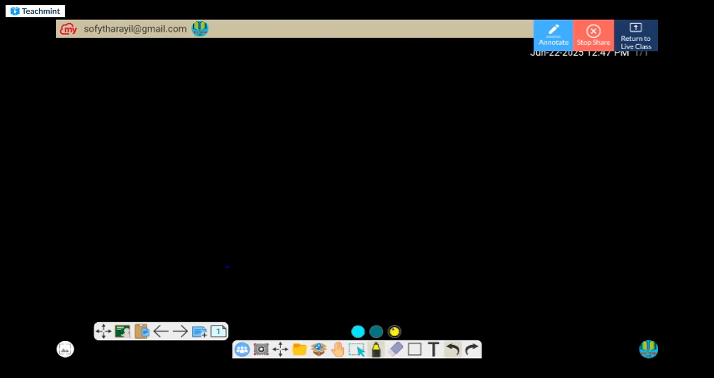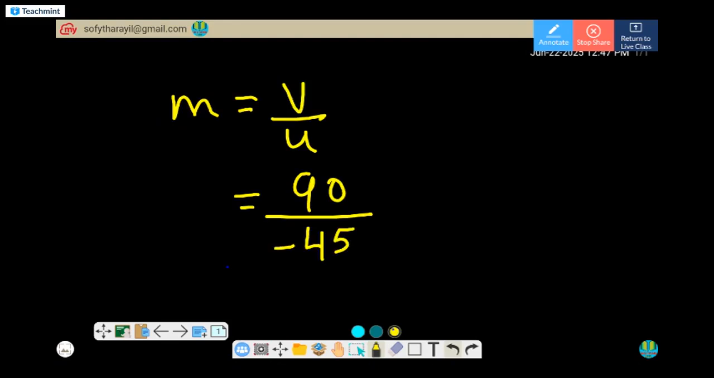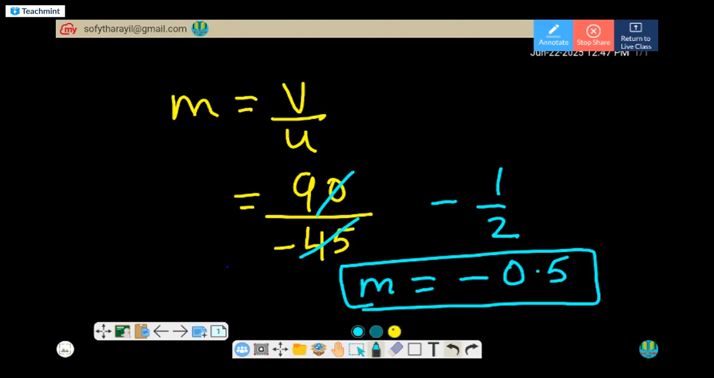So magnification, what is the formula? v upon u. v is the image distance, that is 90 centimeter. u is negative 45. So that's going to be negative 2. That's the magnification. Sorry, it's not half, it's negative 2. So tell me whether the image is magnified, means is it enlarged or is it diminished? It's diminished. Yes, it is. No, it is enlarged. 2.